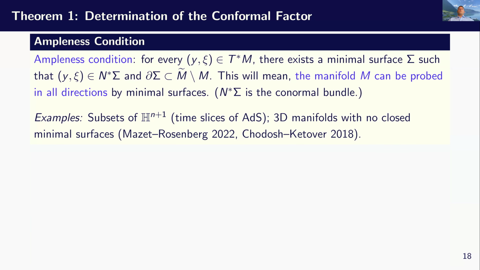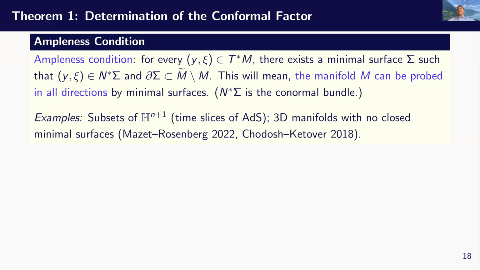So let me then get to the main results. And now I'll hopefully answer Rakesh's question. Our main theorem is the determination of the conformal factor from the areas of minimal surfaces, and that is based on this condition, which we call the ampleness condition. It says the following.